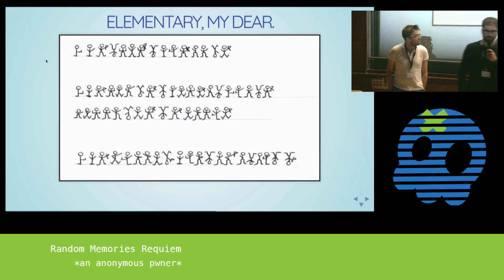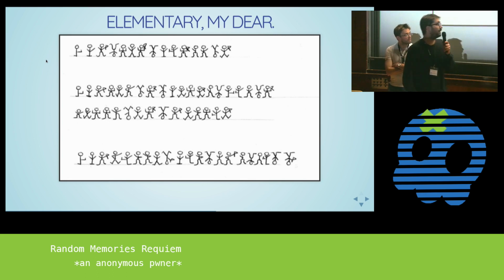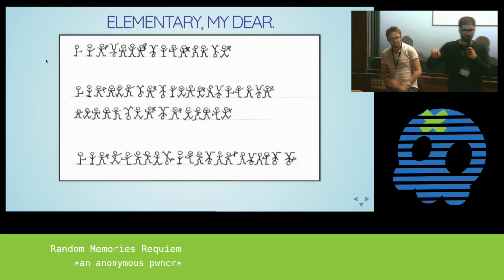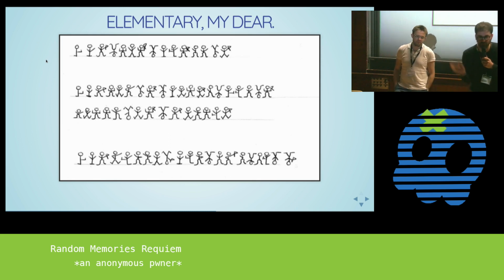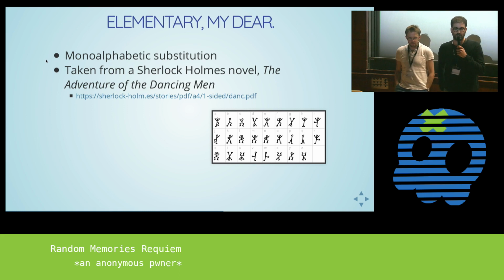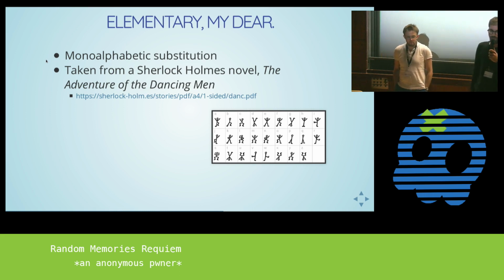And the last challenge I will talk about is Elementary, My Dear, which are stickmen drawn manually. You can see the lines with a paper, with a pencil. I don't know who did this. So this is a non-cipher. It has been taken from a Sherlock Holmes novel, The Adventure of the Dancing Men. You can find the whole text online, and it's a monoalphabetic substitution.